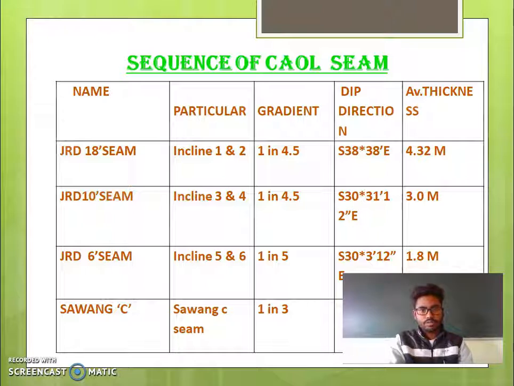These are the sequence of the coal seams. As you can see, the names: 70, 18 degree seam, 10 degree seam, 6 degree seam, and Sahang seam. These are the particular gradient, depth ratio, and thickness of these coal seams.